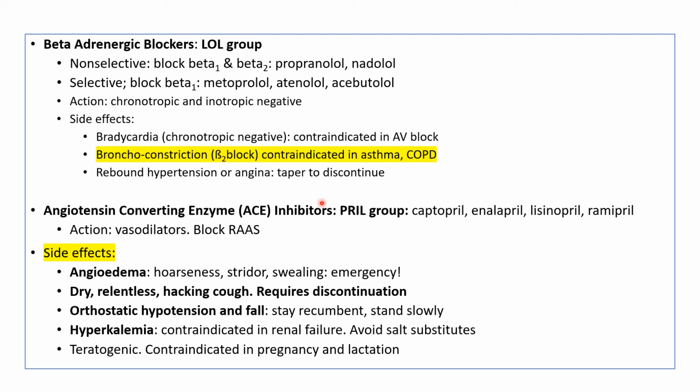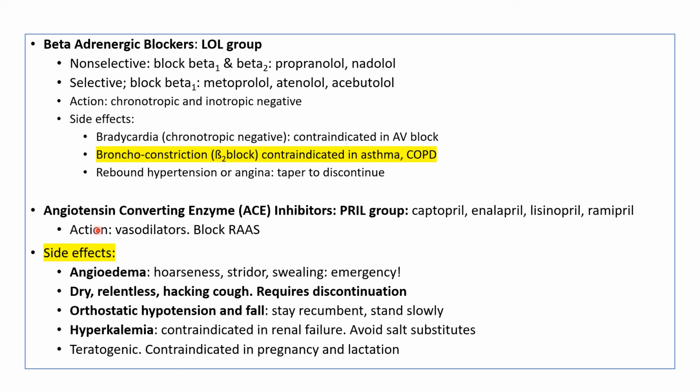constriction of the arteries, which elevates the blood pressure, and secretion of aldosterone, which increases the sodium and water in the blood. If we inhibit, block this enzyme, then we have less angiotensin 2, less aldosterone, and the consequence is going to be vasodilation with a drop of the blood pressure and less sodium and water in the circulation. This family is characterized by the ending pril: captopril, enalapril, lisinopril, ramipril, etc. And the mechanism of action has already been explained.